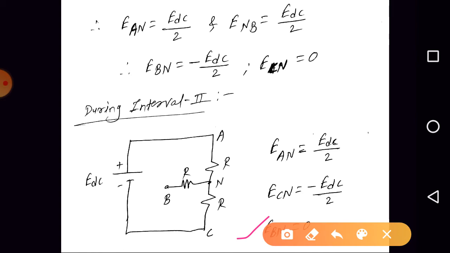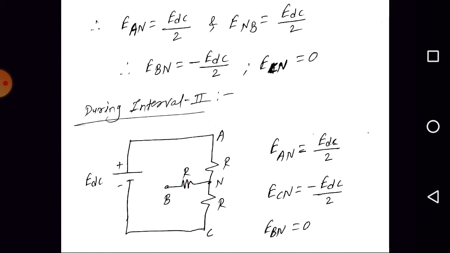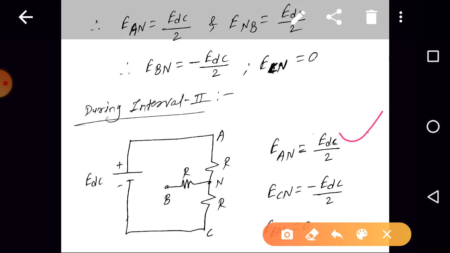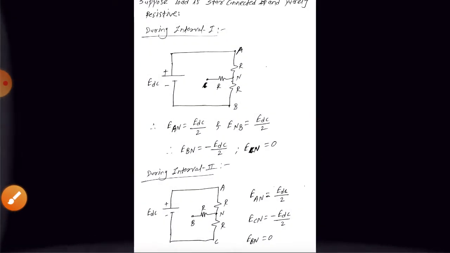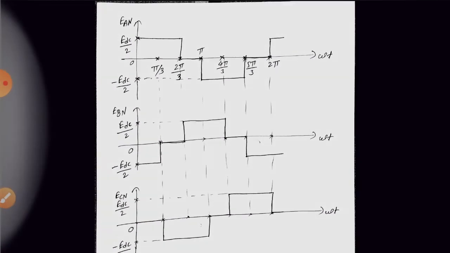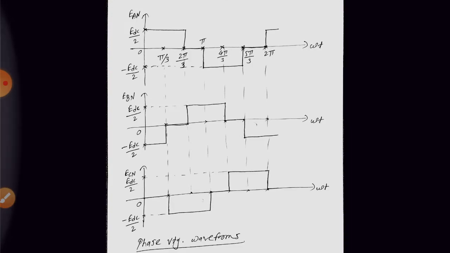What about the EAN or VAN? It is positive. What about the VCN? VCN is negative, because current will flow like this. Both have the same magnitude, that is EAN is EDC by 2 and ECN is minus EDC by 2. By using the voltage division rule we can find this. Next, similarly, can we draw the waveforms of EAN, EBN and ECN?